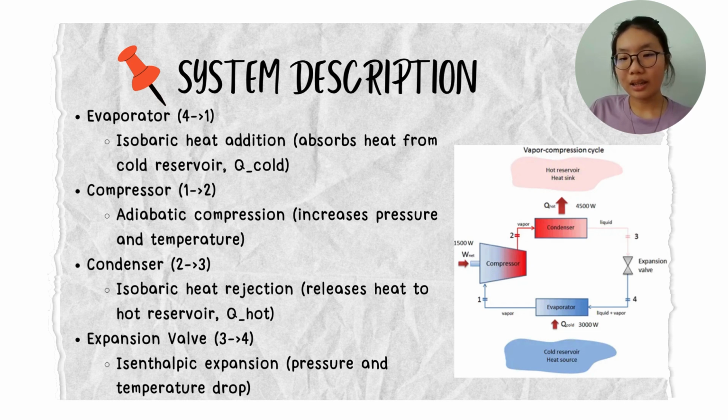And next we'll go for the condenser, which is from stage 2 to stage 3. The condenser is in an isobaric heat rejection condition, which means that the pressure is also constant, and it releases heat to the hot reservoir, Q hot. Q hot is calculated by using the enthalpy from stage 3 minus the enthalpy from stage 2, H3 minus H2, and it will end up as a negative value because we reject this heat.